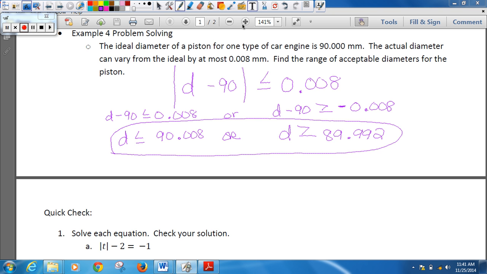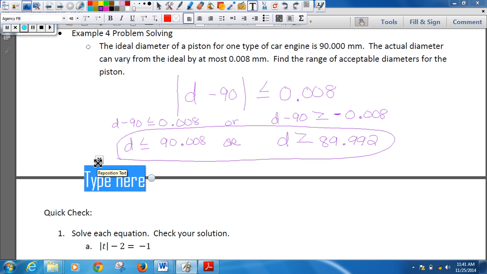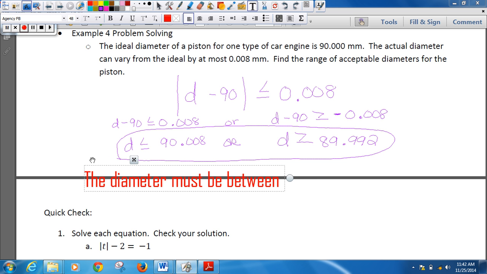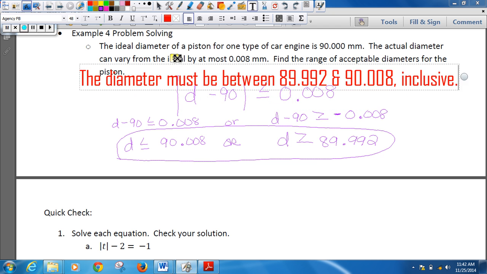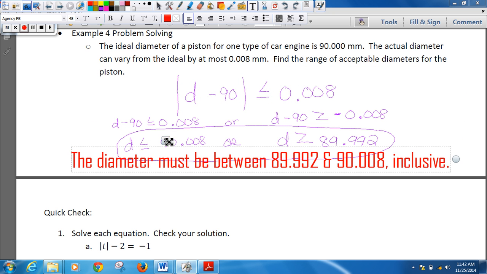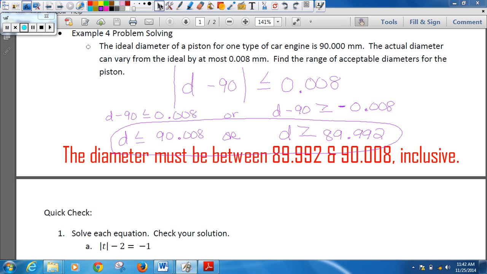To write that solution out, I could say the following. The diameter must be between 89.992 and 90.008. Don't forget, this is inclusive because it could be equal to both of those as well. So my solution is the following. Let me put it somewhere you can read it. The diameter must be between 89.992 and 90.008 inclusive, which means it can include this number and this number exactly, or be between them.